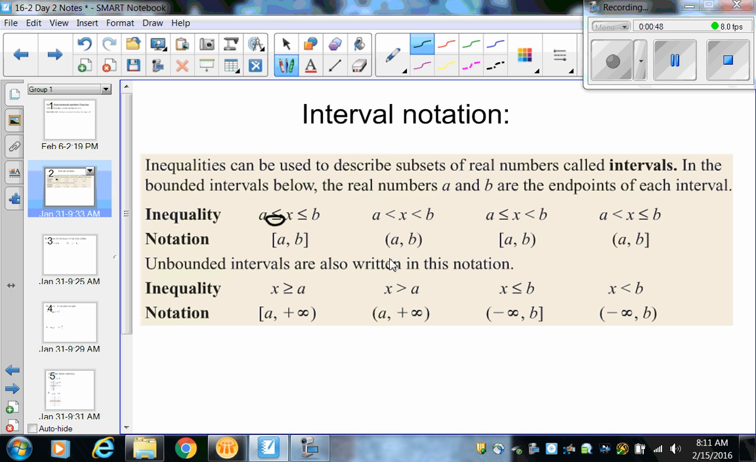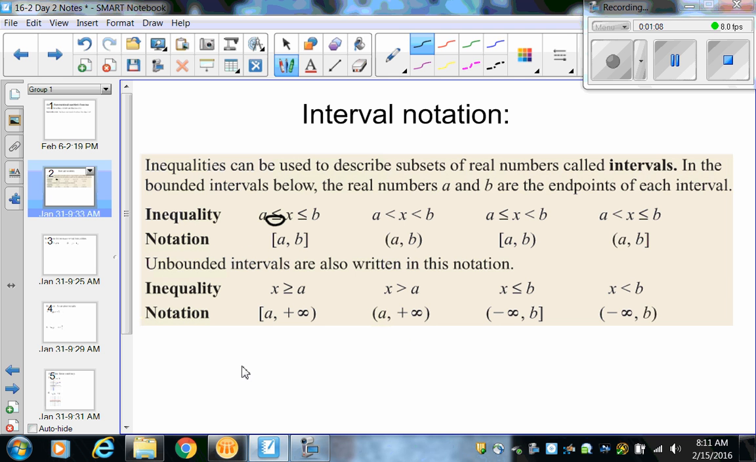That's the key thing about interval notation: if it can equal, there's a bracket, and if it cannot equal, then there's a parenthesis. And we can never equal infinity. So if positive infinity or negative infinity is part of your answer, then it's always going to be a parenthesis wherever the infinity is.